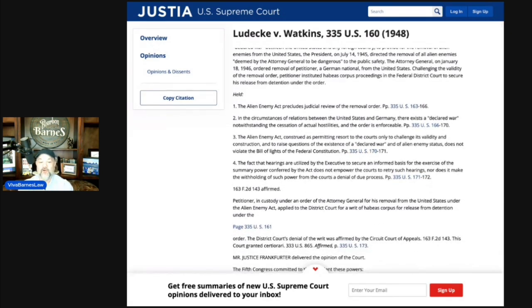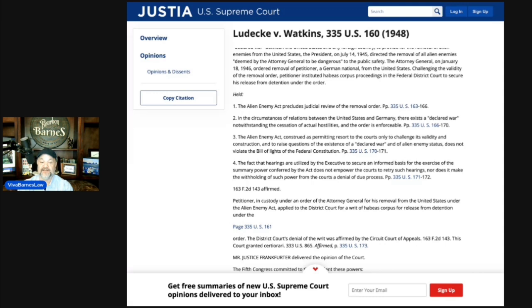And what did the Supreme Court say? The Alien Enemy Act precludes judicial review of his order of removal. Precludes it. Notably, they said, quote, there exists a declared war, even though there's a cessation of actual hostilities and no actual war being present. The Alien Enemy Act, construed as permitting resort to the courts only to challenge its validity and construction, does not violate the Bill of Rights or the federal Constitution. So they said it's absolutely fine.